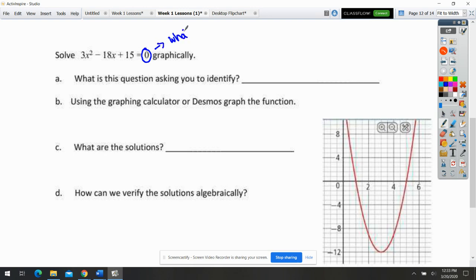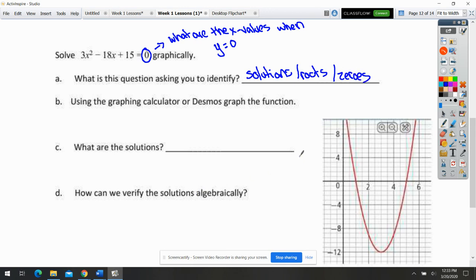what are the x values when y equals 0. Okay, so they're asking you for the solutions. They're asking you to identify the solutions, the roots, the zeros, whatever you like to call them, of your parabola.